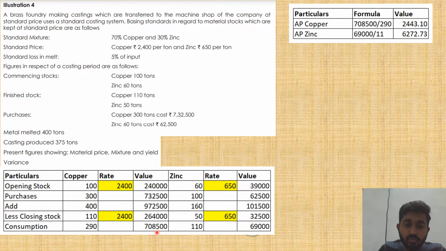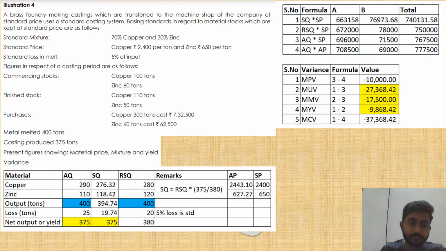So 7,08,500 divided by 290. Actual price of copper can be found. In the same way, 69,000 divided by 110. So you can find the actual price of the zinc also. So now you have the actual price, the actual quantity, the standard price, and the standard proportion also. Let's go inside the problem.